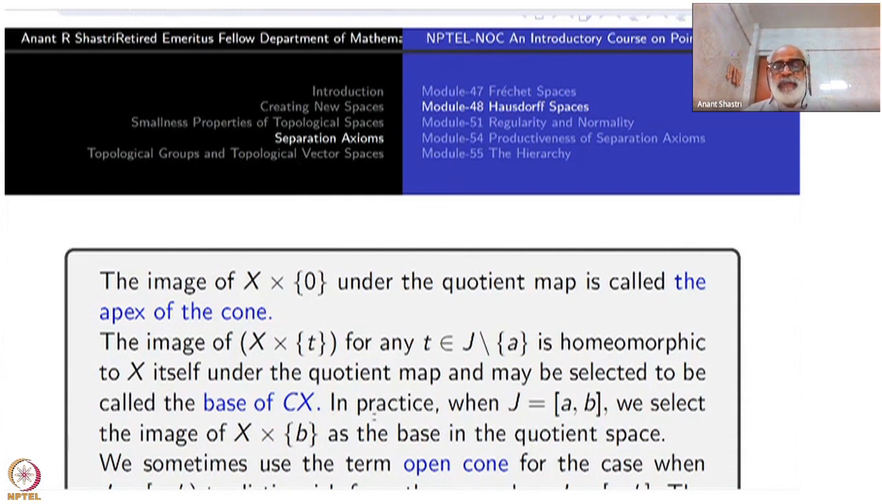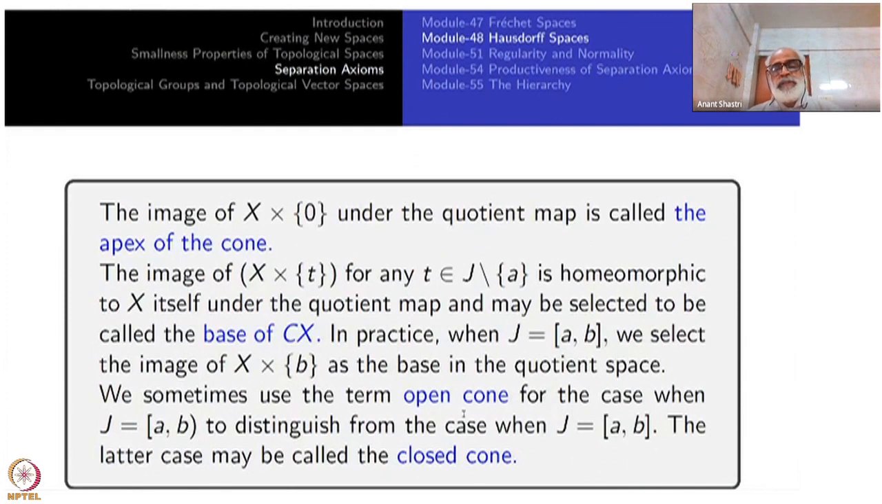In practice, especially when J is a closed interval, we can take T equal to B. We select X cross B as the base. So there is a definiteness. In the case of open cones, namely when B is open or B is infinity, there is no definiteness. So there are also these terminologies, open cone and closed cone, depending upon whether you have taken a closed interval or an open interval.